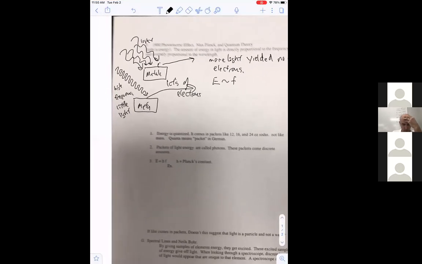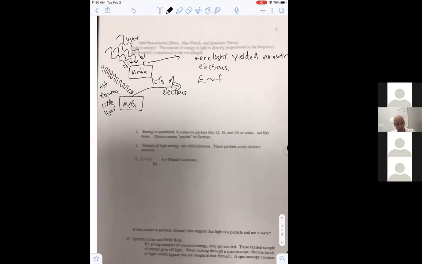So what Einstein did was he helped explain what the photoelectric effect was. And that was, instead of thinking of light as a wave, think of light as these little particles coming down, and when they hit the metal, it struck the metal and caused the electrons to fly off. Those are electrons.